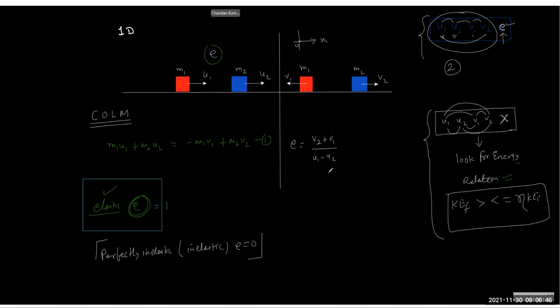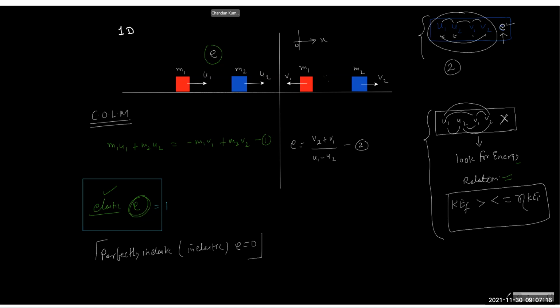You write what is the separation and what is the approach. Here the separation is V1 plus V2 because they will go away from each other. And the approach is definitely 1 minus 2 because 1 should be more than 2 to hit. Now I'm not going to solve this question, but this is the way you have to start, and then of course you have to proceed further to simplify this, and that will lead to the answer for V1 and V2. Every one dimensional collision you must solve this way.